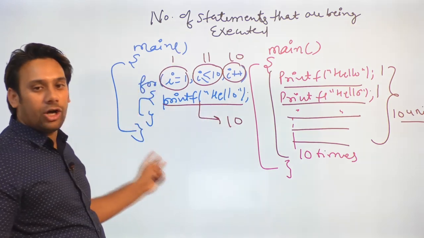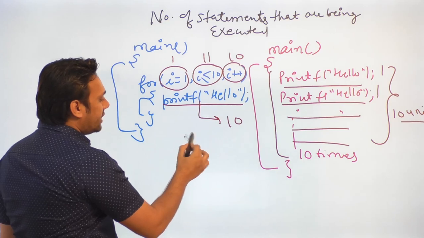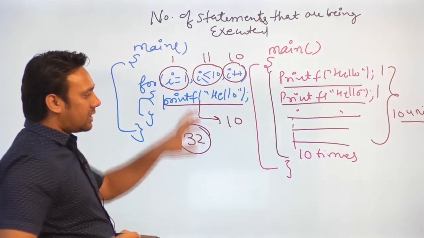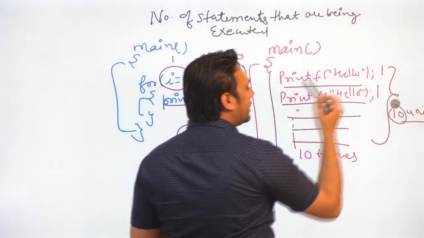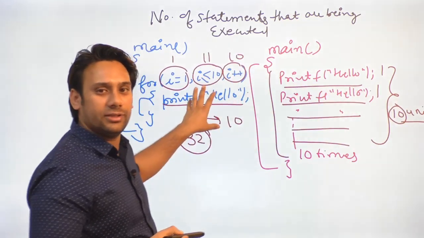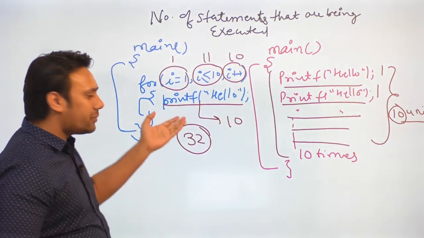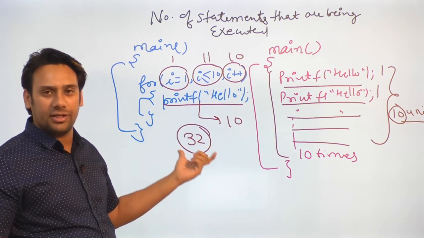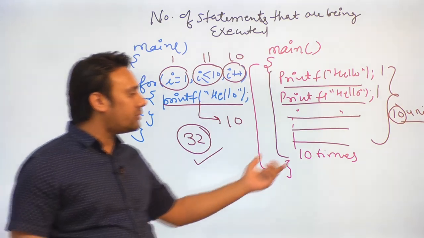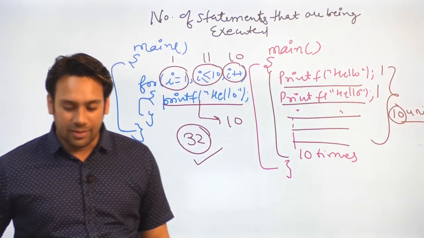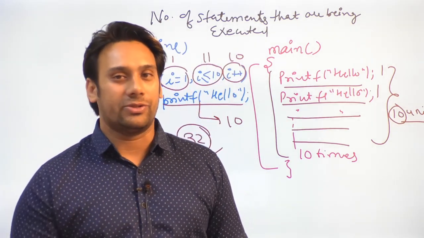So in this program, how many statements are being executed? Kitni statements yahan par execute ho rahi hain? So the number of statements is 32. Yahan par around 32 statements execute ho rahi hain, and here only 10 statements are being executed. Here only 10 statements, and here 32 statements. So obviously you will say, sir, this program is not better, this is not good. Why is it not good? Because here you are executing 32 statements, and here only 10 statements. Yahan par hum sirf 10 statements ko execute kar rahe hain, aur jo dusra program hai uske andar hum 32 statements ko execute kar rahe hain.